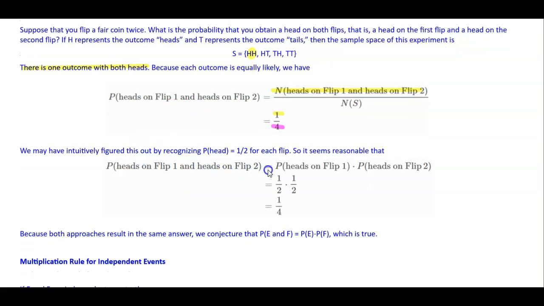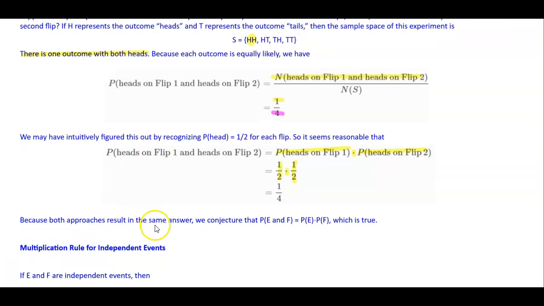Looking at the same probability, what is the probability of heads on the first flip? Well, that's 1 out of 2. And then what is the probability of heads on flip 2? Well, that's 1 out of 2. So we're going to multiply them together. What's 1/2 times 1/2? That gives us 1/4. Now, because both approaches result in the same answer, we can conjecture that the probability of E and F is equal to the probability of event E times the probability of event F, which is true here.